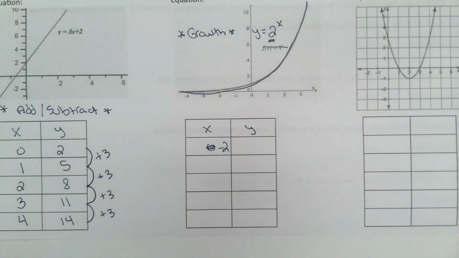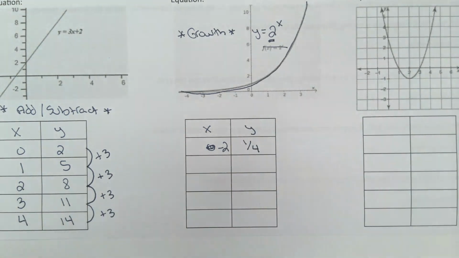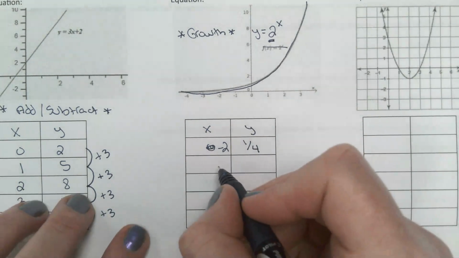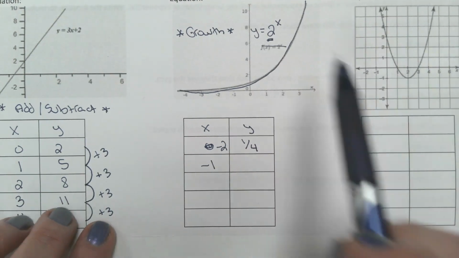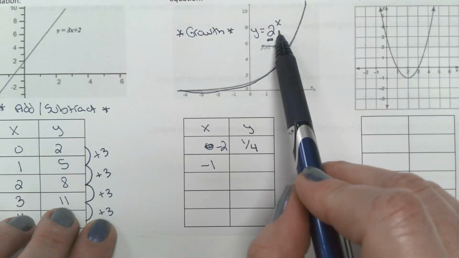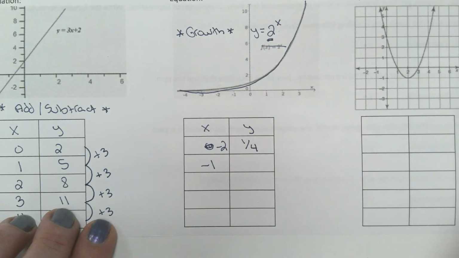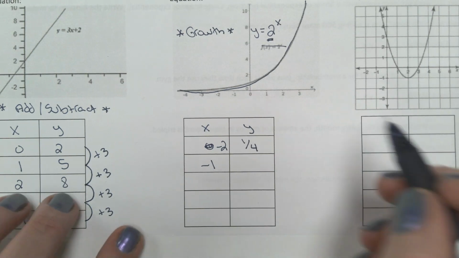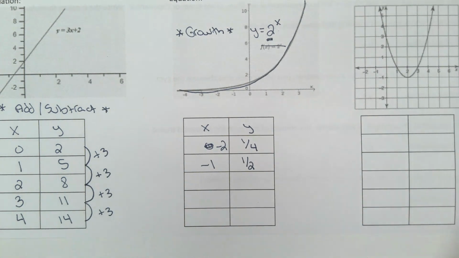You said 2 to the -2? I did, yep, 2 to the -2 power. Good, 1/4. Now what is it when x is -1? In your calculator, put in 2 to the -1. And if you switch that to a fraction, you should have gotten 1/2.